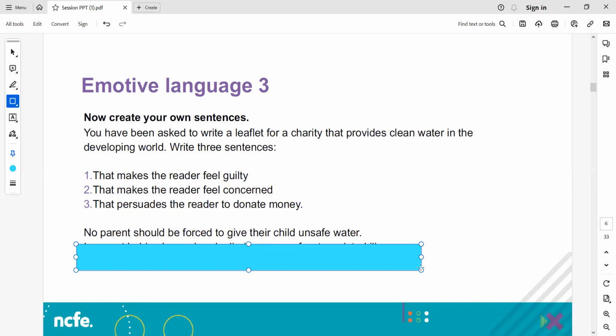Okay. Has anyone had a go at 2 or 3? Making the reader feel concerned, or persuading the reader to donate money. Okay, it's really good practice for when you do your test to have a go at the tasks in the session. So it's a good way to practice while myself and other students can support and improve your writing. So it's a good opportunity to share what you've done.